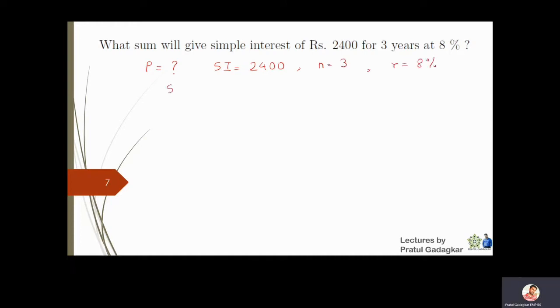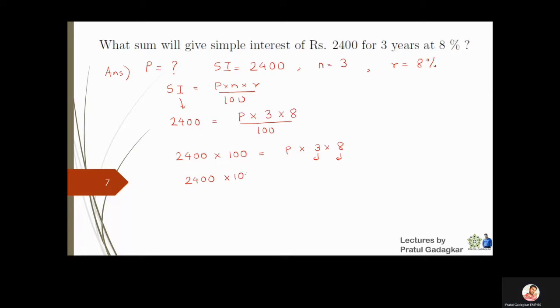So we will use the same formula. Simple interest is equal to P into n into r upon 100. So we will get 2400, which is simple interest, is equal to P, I don't know what P is, so I will keep P as it is. n is 3, r is 8 upon 100, and therefore this will become 2400 into 100 is equal to P into 3 into 8. This 3 and 8 will go and divide on the left hand side, so we will get 2400 multiplied by 100 divided by 3 multiplied by 8. That will become the principal P.